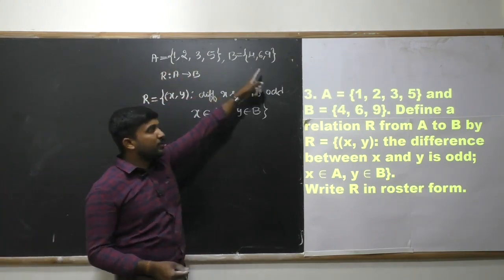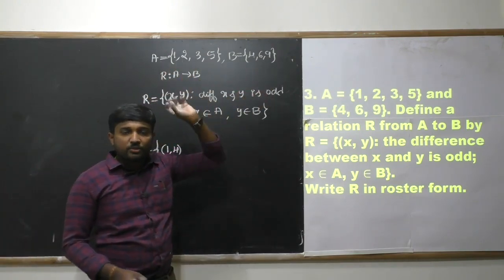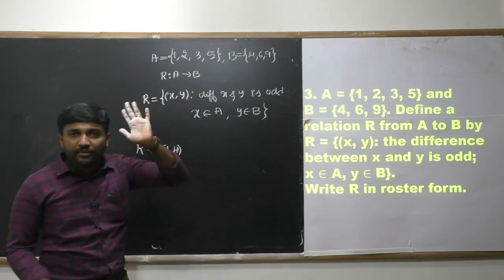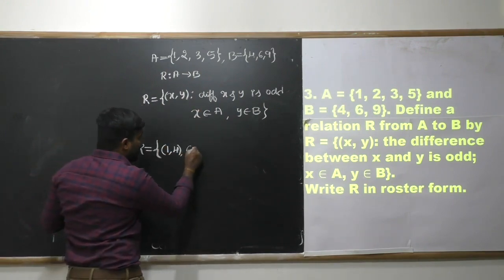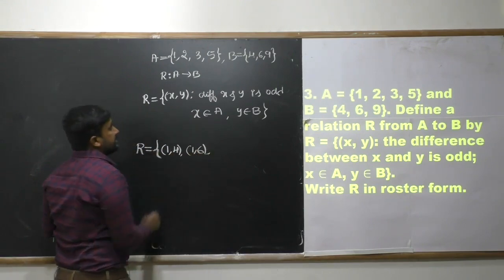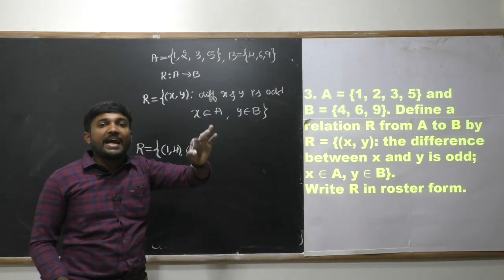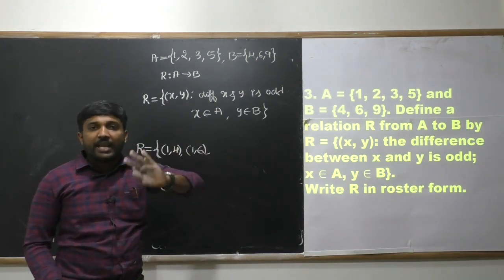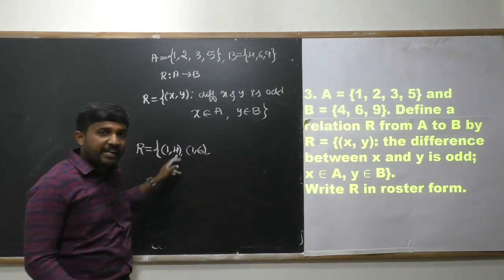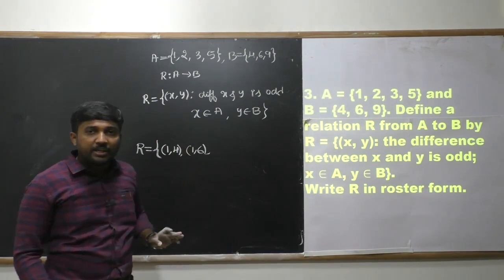Next, what is the difference between 1 and 6? 5. So the difference between 1 and 6 is 5. 5 is odd. Therefore, the second ordered pair is (1, 6). Next, is (1, 9) possible? The difference between 1 and 9 is 8. 8 is not odd. So you can't write the ordered pair (1, 9) here.